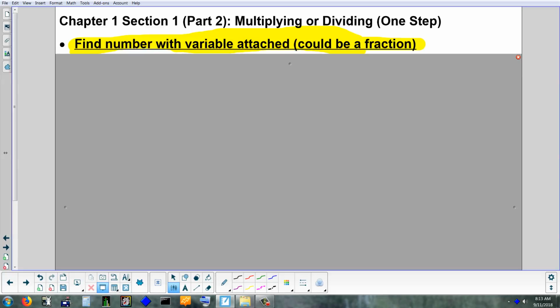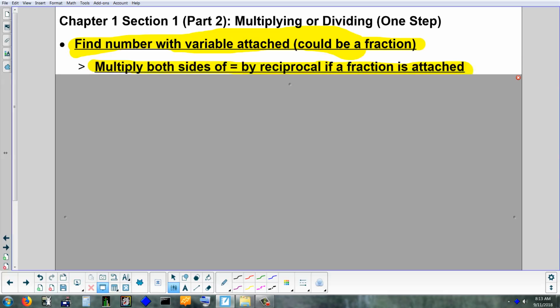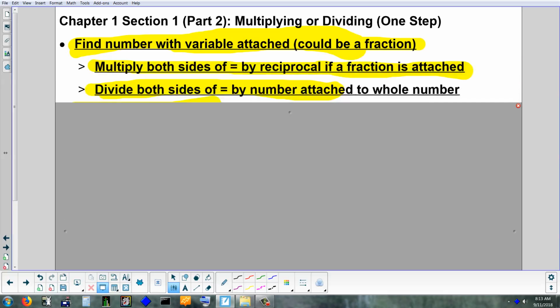So on the bottom half of your notes there, in the first bullet, the first thing you want to do is find the number with the variable attached. And again, that could be a fraction. Not always, but for some of these that we do, you may get a fraction attached to the variable. All right. Next. Oh, and there's 2 little bullets underneath.